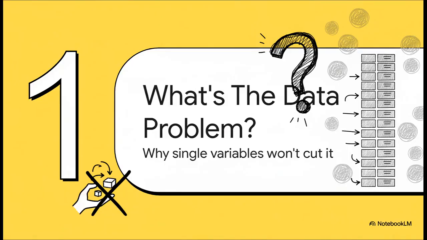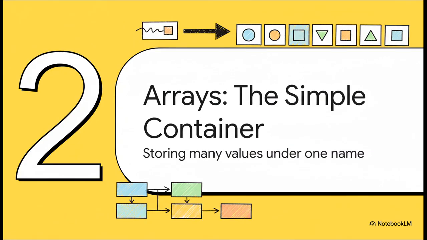Imagine you need to keep track of, say, 100 test scores for a class. Are you going to sit there and type out score 1, score 2, score 3, all the way up to score 100? No way! That would be absolutely insane. And then trying to do anything with that, like sort the scores from highest to lowest? Forget it. Total nightmare. And this is where the array just waltzes in and saves the day.